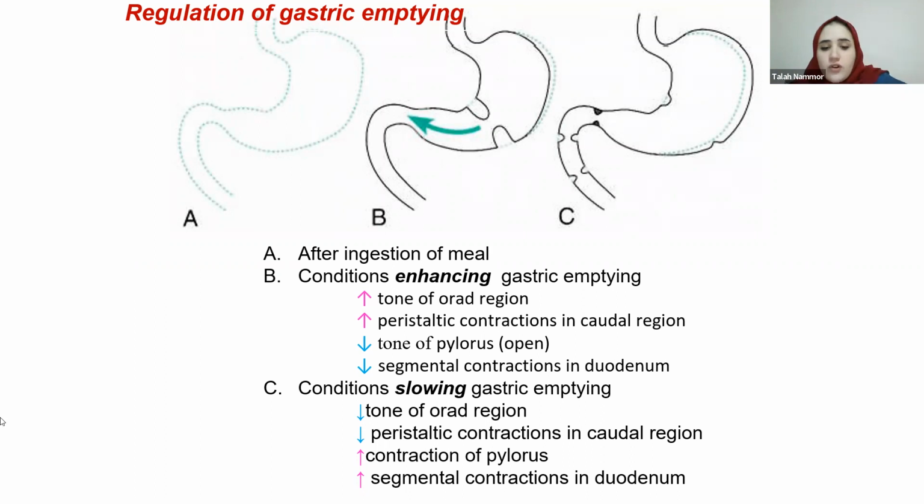So the tone of the ORAD region means, the food is here, okay? If the tone increases, as in we have stronger contractions, it will enhance emptying. This is the beginning of the stomach, not of the tract, the stomach itself. Because if you think of it, the food is here, the food is not down. So if the tone is high and the contraction is strong, this will enhance gastric emptying. But if the opposite happens, it will slow down gastric emptying. Okay?